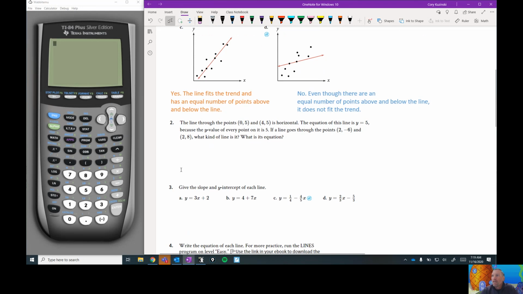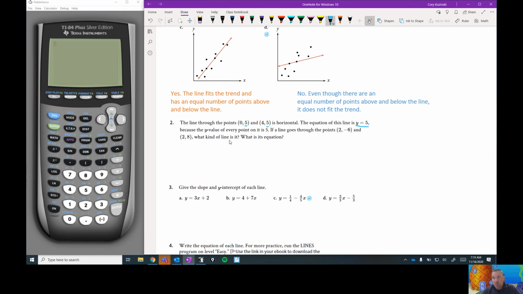All right, so we've got a line through the points (0, 5) and (4, 5), and it's horizontal. And we know it's horizontal. Well, the equation of the line is y equals 5 because the y value of every point on it is 5, as in (5, 5), so y equals 5.